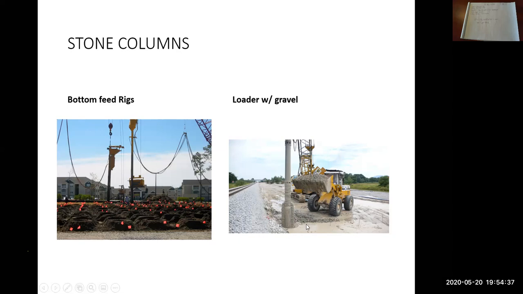Of course, this one is more environmentally unfriendly. You can see all the muck here. So again, if you were adjacent to a waterway, this would be tougher to contain all the spoil. This method here, the dry bottom feed, is more environmentally friendly. There's no water introduced into the columns with this method. Again, both of these are stone columns. They both densify the ground, just two different methods of doing it.